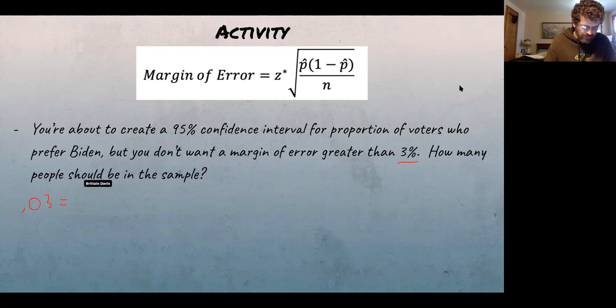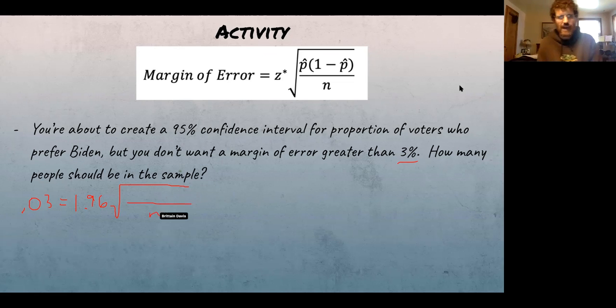Now, my z-score, because it's a 95% confidence level, is going to be 1.96. And it's the square root of p hat times 1 minus p hat over n. I don't know n for sure, and it also doesn't tell me the p hat right here. So in a situation like this, and you kind of have to use your own intuition here, we don't know if Biden's at 43%, 51%, something like that. So it's just fair to go with a 50-50.